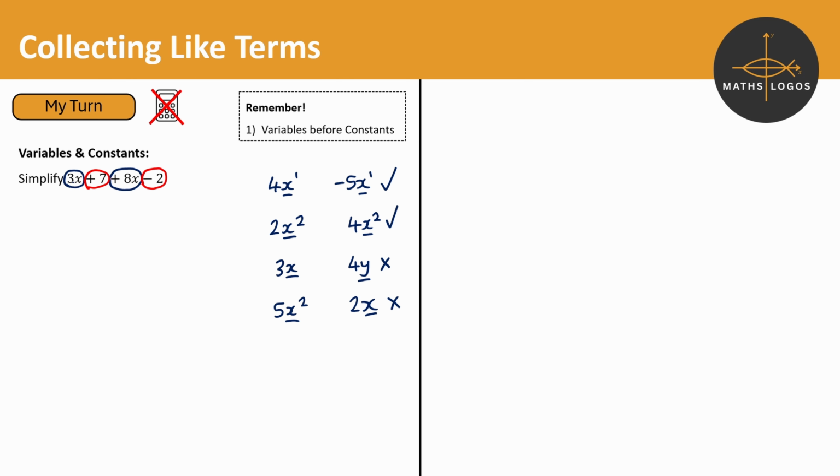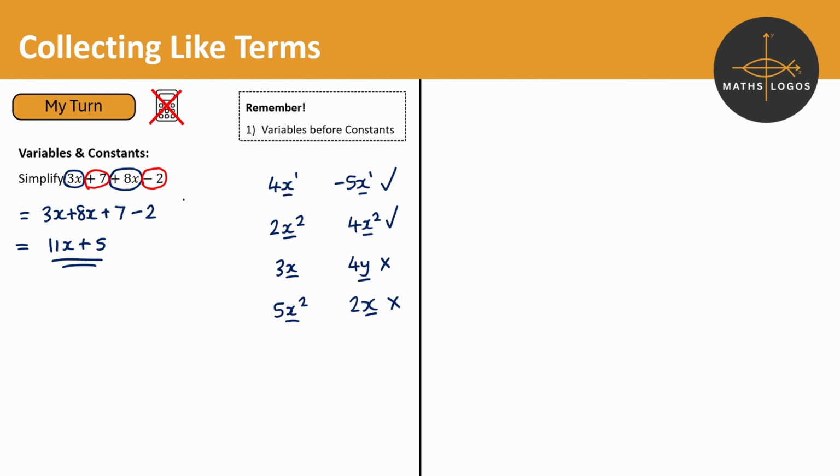In order to simplify this, I can collect together my x's with my x's and my constants with my constants. What I could do is I could rewrite it if it helps. I'm going to rewrite this as 3x add 8x, or you could go straight to 11x if you're happy with that. And then I'll collect together my 7 and my negative 2 and just write them beside each other so I can see that. What I can then do is I can add together my like terms. So 3x add 8x gives me 11x, and 7 take away 2 gives me positive 5. That is my final answer because I cannot collect 11x and 5 together because they're not like terms.